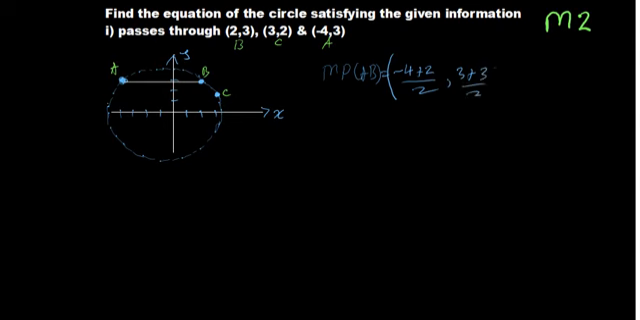Remember, I'm just using the same coordinates that I have here. So what I'm getting is -4 plus 2 is going to be -2, divided by 2, comma, 3 plus 3 is 6, giving us 6 divided by 2, of which we're going to get -1 comma 3.